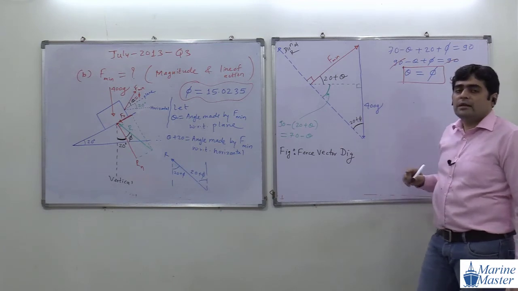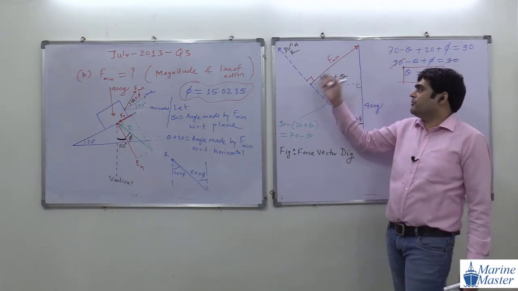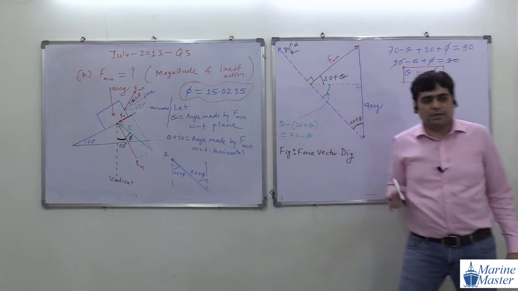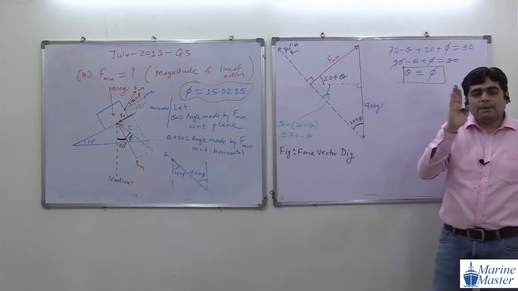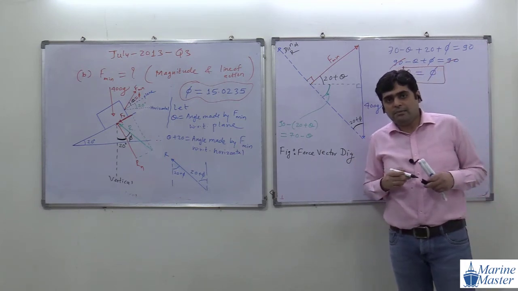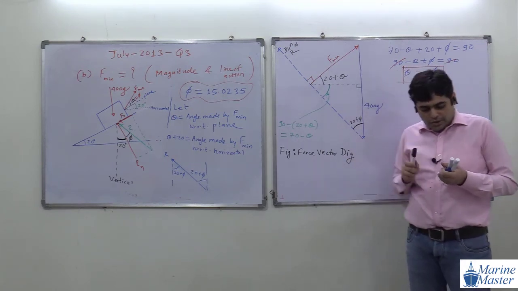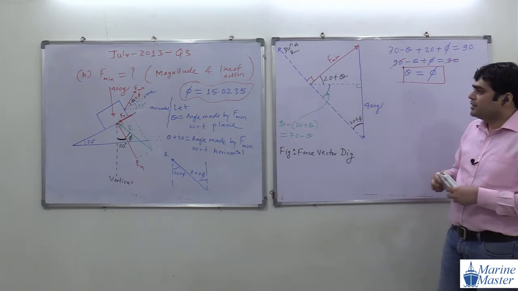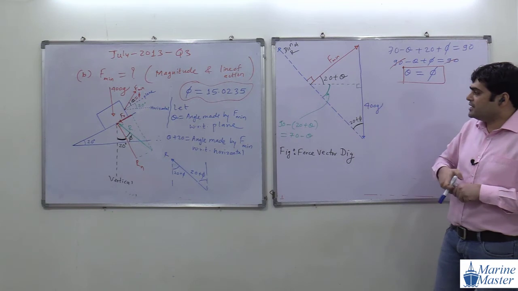And in this drawing, what is the basis? Minimum force is always perpendicular to what? The resultant reaction. Minimum force is always perpendicular to the resultant reaction. Are you getting my point? So try to see the next scenario here.